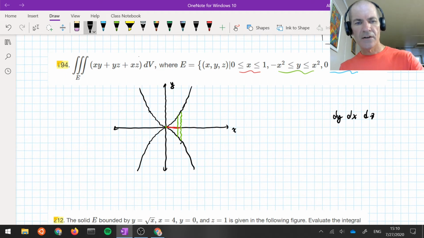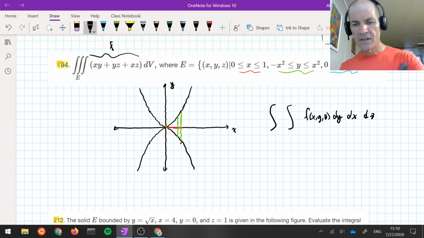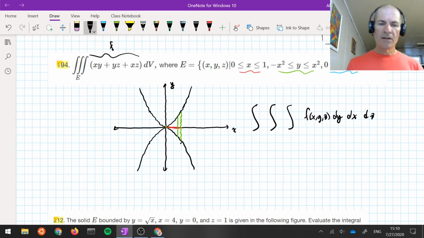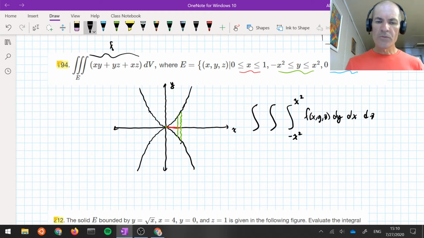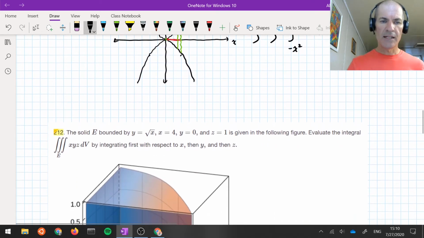And the integrand here, I'm just going to call f right now for the sake of writing, because we're really emphasizing these limits of integration, not so much the execution of the integral. All right, so the inner integral is y. It starts at minus x squared and goes up to x squared. Once we've accounted for that, we're going to take this region of integration and smash it into the xz plane.